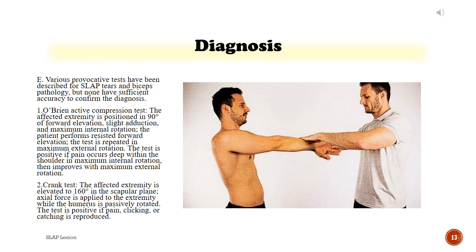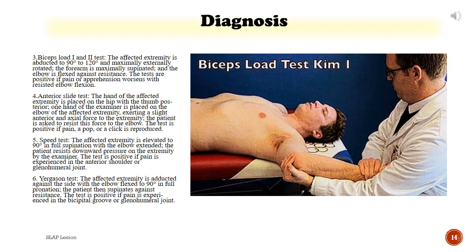2. Crank test. The affected extremity is elevated to 160 degrees in the scapular plane. Axial force is applied to the extremity while the humerus is passively rotated. The test is positive if pain, clicking, or catching is reproduced. Biceps load 1 and 2 test: the affected extremity is abducted to 90 to 120 degrees and maximally externally rotated, the forearm is maximally supinated, and the elbow is flexed against resistance. The tests are positive if pain or apprehension worsens with resisted elbow flexion.